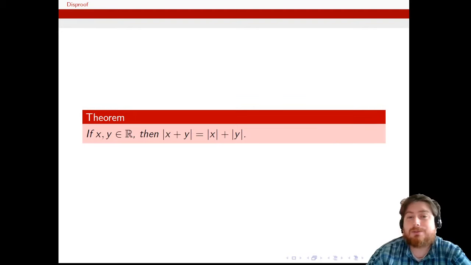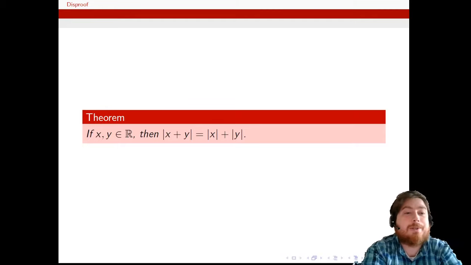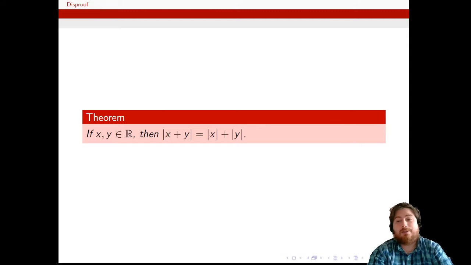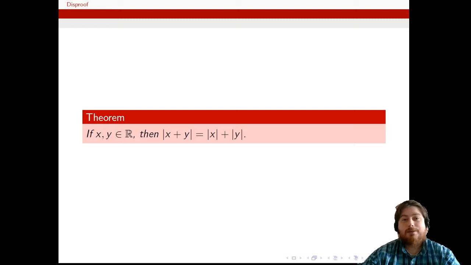And so let's just start off with our theorem here, which may or may not be true. Let's suppose that x and y are real numbers. Is it true that the absolute value of x plus y is equal to the absolute value of x plus the absolute value of y? Well, let's go ahead and look at that and think about that for a minute.